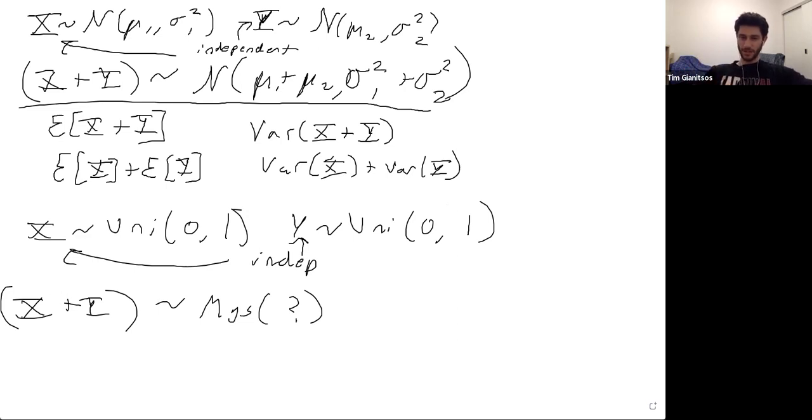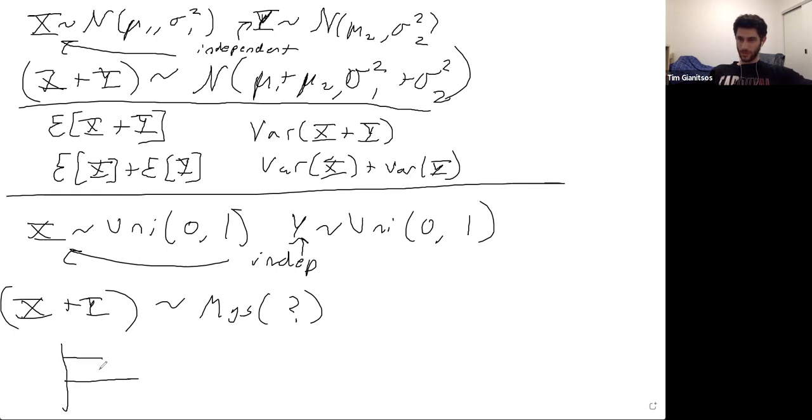It turns out that this distribution is going to look something like this. Let me start with the regular uniform, and the other uniform. The sum is going to look like this. It's going to be like a triangle.